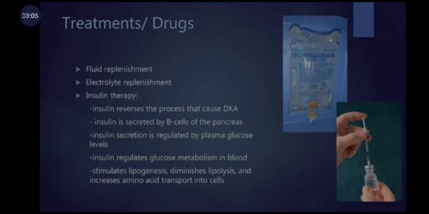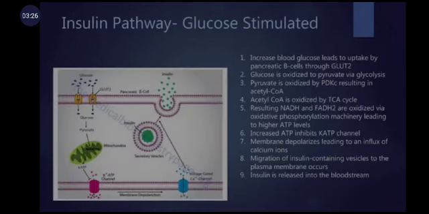Insulin reverses the process that causes diabetic ketoacidosis. Insulin secretion is regulated by glucose levels, and insulin regulates glucose metabolism, that is glycolysis. It also stimulates lipogenesis, inhibits lipolysis, and increases amino acid transport into cells.